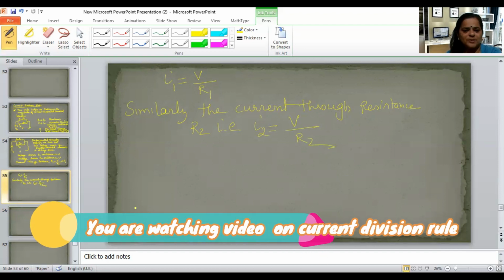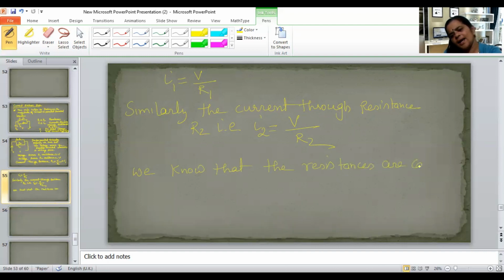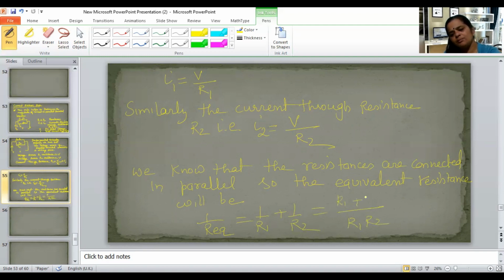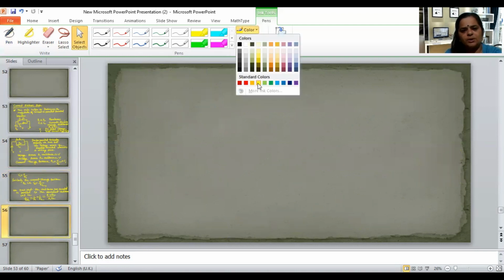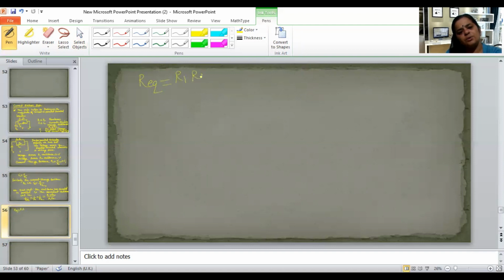Now we know that the resistances are connected in parallel. So the equivalent resistance, 1 by R equivalent, is equal to 1 by R1 plus 1 by R2. If I solve this, it is R1 plus R2 upon R1 R2. So from here R equivalent will be equal to R1 R2 upon R1 plus R2.